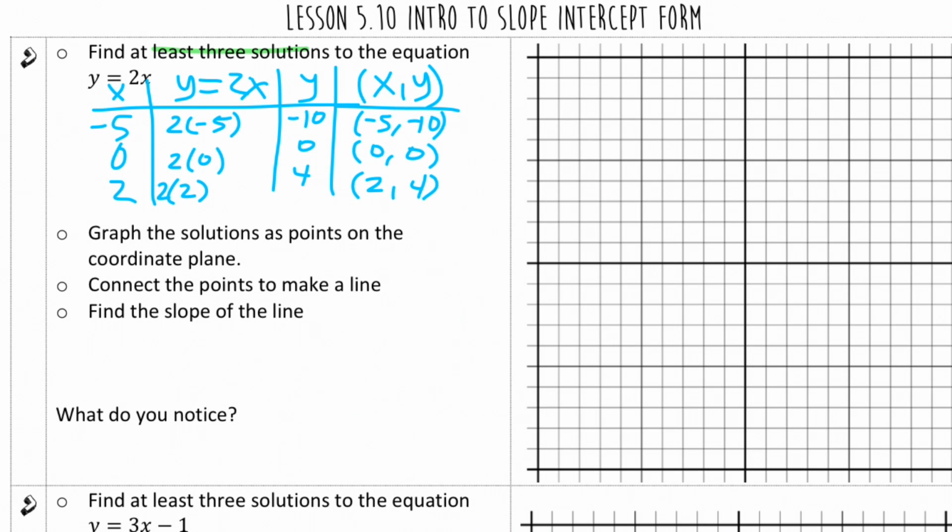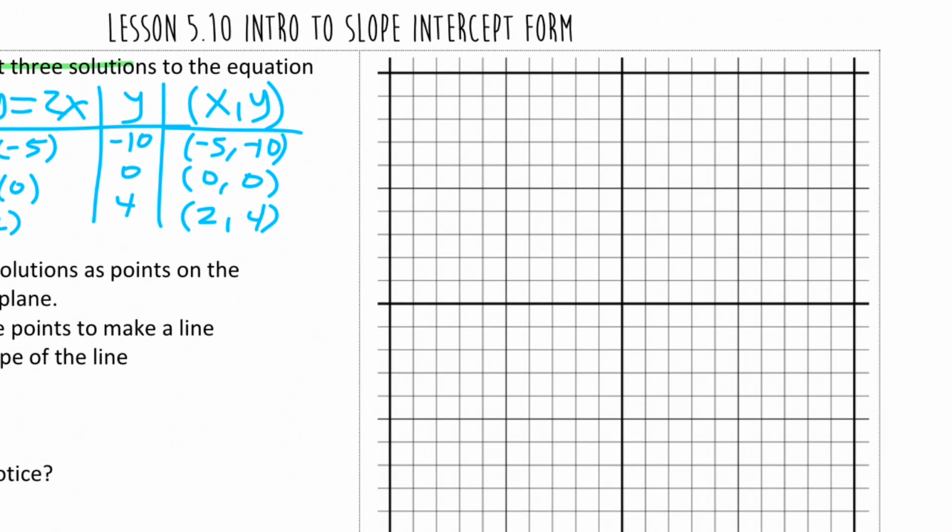Okay, so next thing we're going to do is accomplish these items on our to-do list. The first thing we're going to do is graph the solutions as points on the coordinate plane. So let's look over at the graph that we have here. I'm going to zoom in a little bit. On this graph, I'm going to let my x and y axis just be the center lines there. Pretty simple.